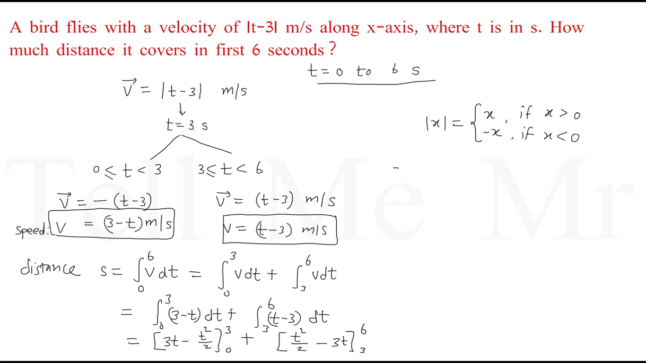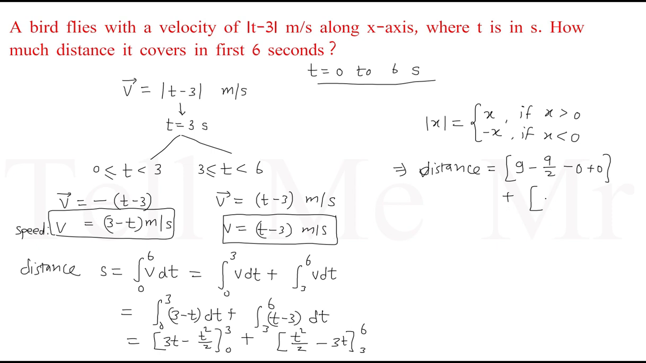And let's put in the values and solve this. We will get the distance we are calculating. So distance is equal to, if you put the upper limit first, 3 into 3 will be 9, minus 3 square by 2, which is 9 by 2, and minus, if you put 0, then both the terms will be 0, and plus the second term integration.